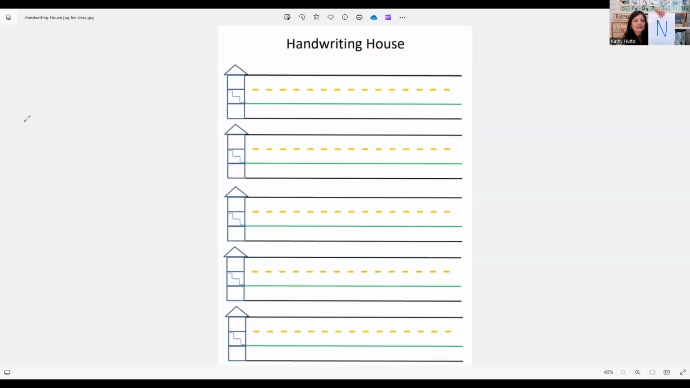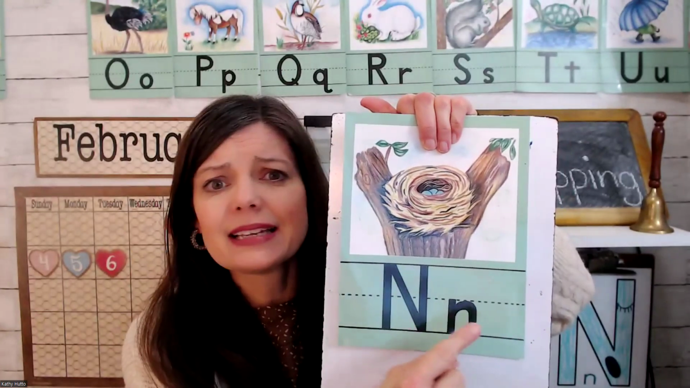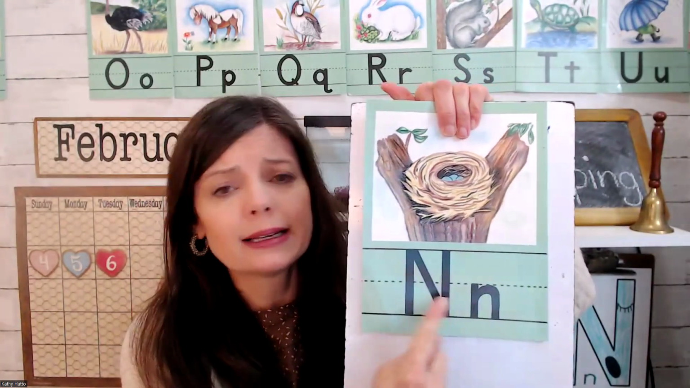Let's practice. Make a line that goes down, and then slide down, and then make a line that goes back up. Down, slide, up. Down, slide, and back up to the top. That's uppercase letter N, and you can see that uppercase and lowercase n do not look alike.